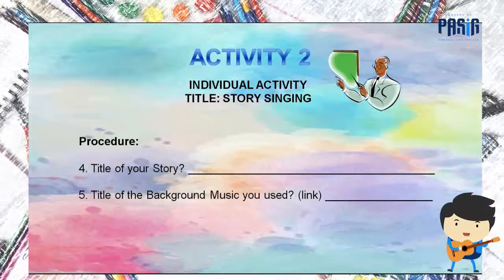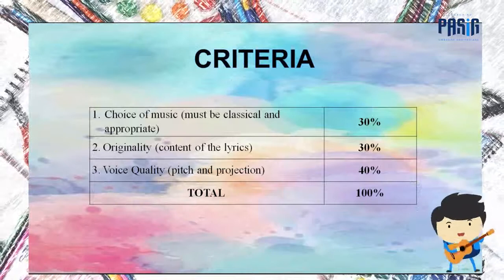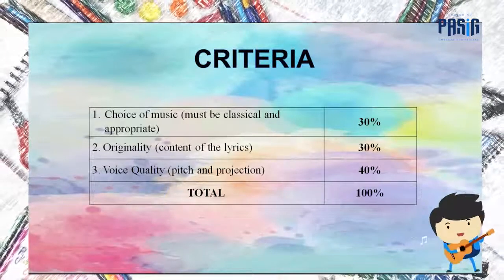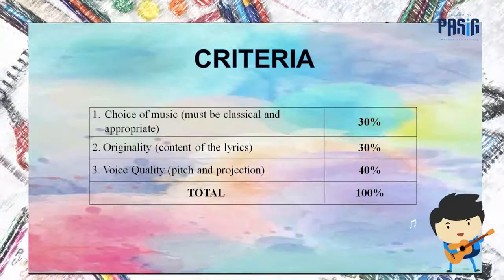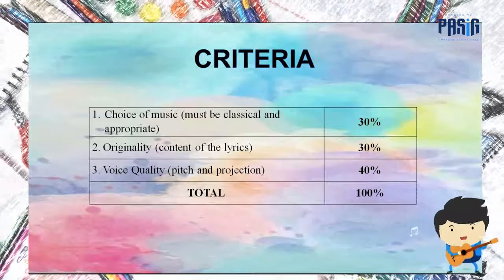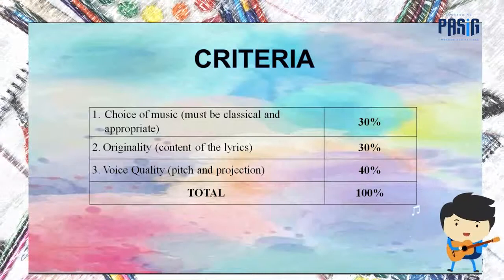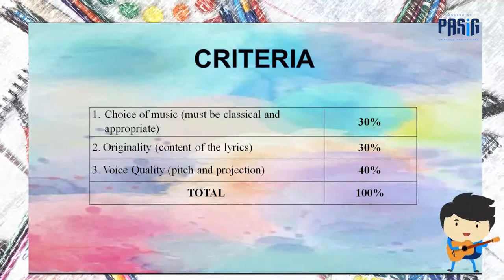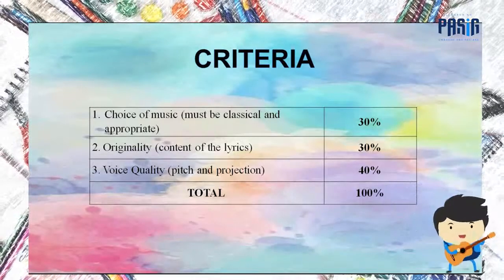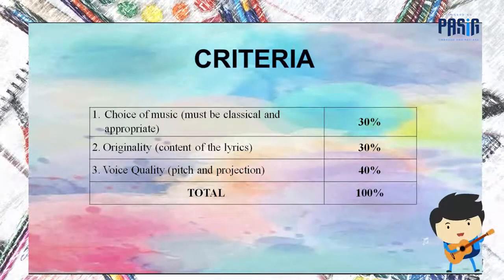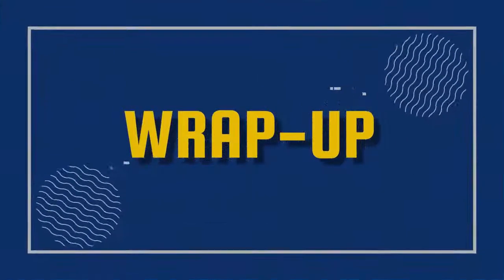Don't forget to put the link. Where did you get it? Here are the criteria. First, the choice of music must be classical and appropriate. That is 30%. Number 2, originality, the content of the lyrics. That is also 30%. And number 3, the voice quality, the pitch and the projection. That is 40%. The total is 100%. You may start. Now let's go now to our wrap up.